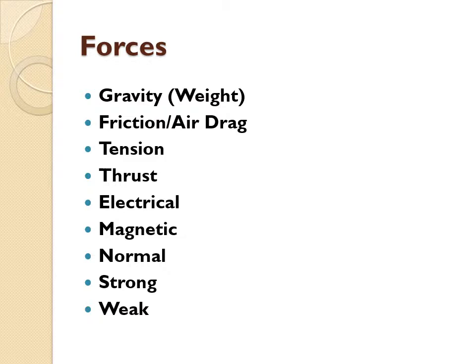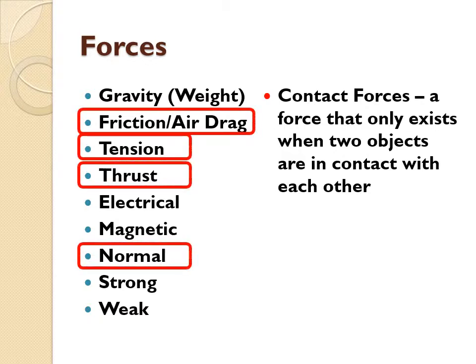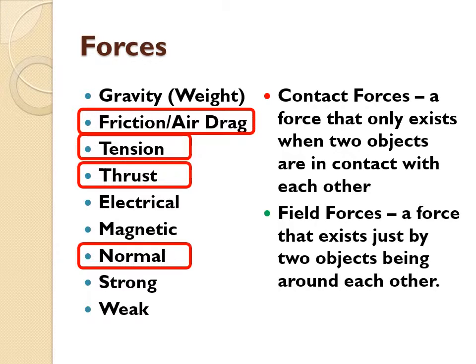Now all these forces can be categorized into two categories. We call the first one contact force. A contact force is a force that only exists between two objects that are in contact with each other. For example, you wouldn't have a force of friction or air drag without having that air in contact with the object. Tension, you wouldn't have a rope sitting next to a box that would actually apply a force on the box. It would have to be connected to it. Two objects wouldn't have a normal force being applied unless those two objects were in physical contact with each other.